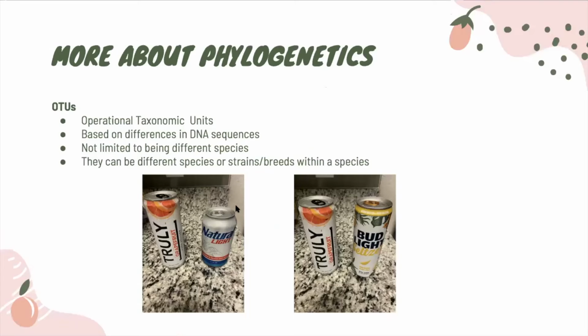And so if we're talking about phylogenetics, we also need to talk about OTUs, or operational taxonomic units. And these are just based on differences in DNA sequences. An OTU can be a species or a strain or breed within a species. Basically, anything with differing alleles can be an OTU. So here we have two different species, beer and seltzer. And then here we have two different strains of seltzers.